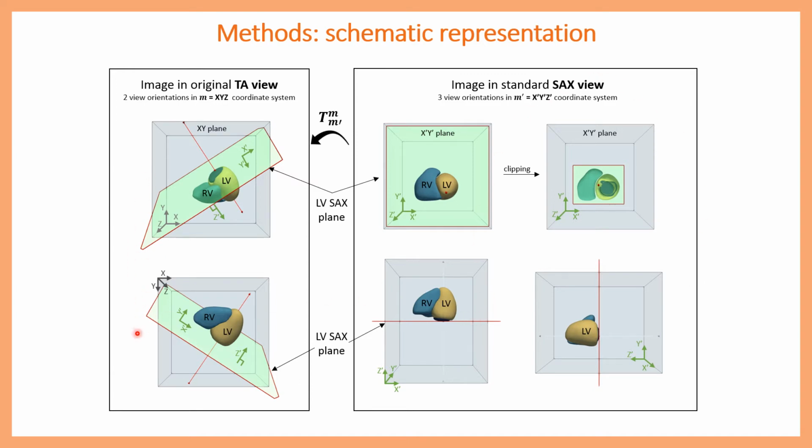These are just different views of the same thing. This is the subject-specific left ventricle short axis plane that will be positioned in the XY plane after the reformatting. If we clip this view, we can see that it is the usual view of the plane in short axis representation.